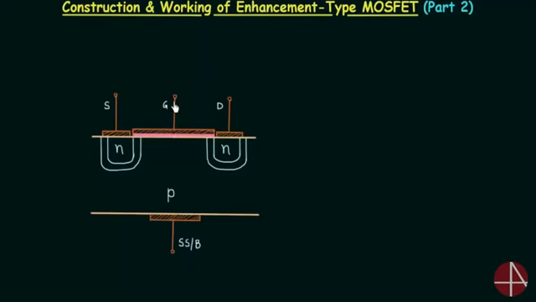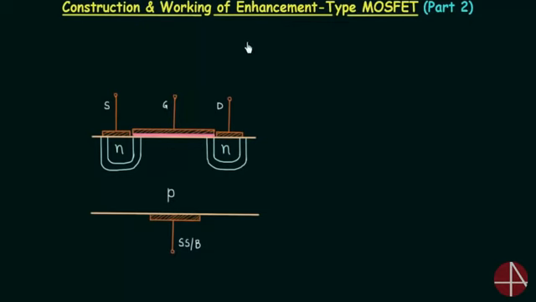The body terminal is also taken out. This is the gate terminal, and the metal contact in this case is connected in a different way. There is no direct contact between the body and the metal. There is a thin layer of silicon dioxide in between. The layer is very thin, in the order of angstroms. You can see there is no channel between source and drain.